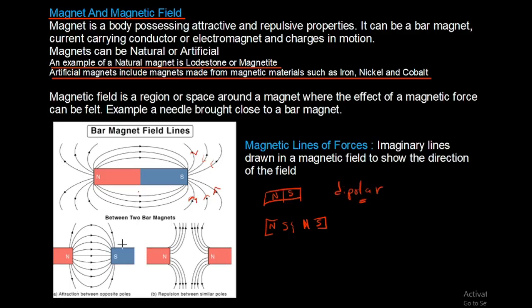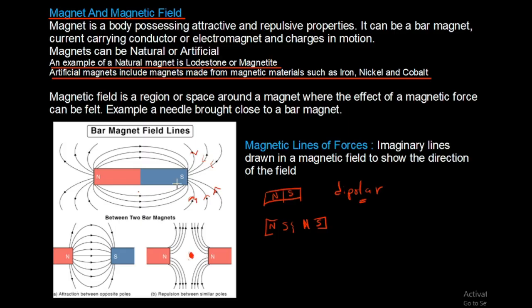Now let's say we have a north pole and a south pole placed next to each other, because unlike poles attract and like poles repel. If we have a north pole and a south pole placed opposite to each other, the north pole will be attracted by the south pole, so we are going to have attractive forces, or a force of attraction. And if we have a north pole and a north pole, we're going to have a force of repulsion. There is no magnetic force in this region. The same thing happens when we have a south pole and a south pole. We have a force of repulsion.